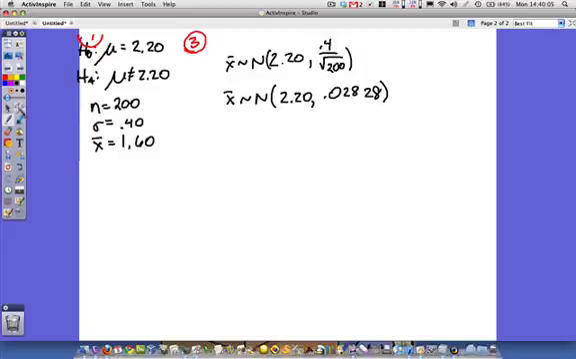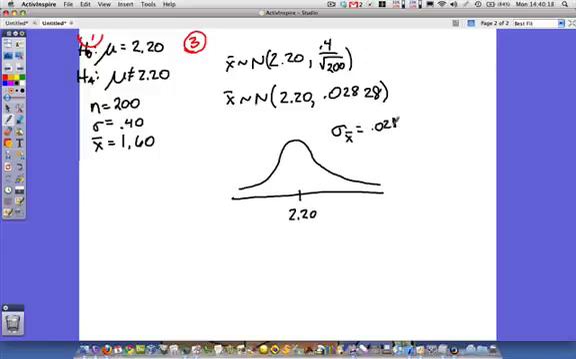So now that we've got step number 3, we can take a look at the distribution of x bar, what it looks like as a graph. It's normal. Its mean is 2.20. Its standard deviation is 0.02828. This is the distribution of x bar right here. Okay, now, here's the secret with a two-tailed test. In a two-tailed test, we are equally as interested if the sample mean ends up being over here or over here. So we're actually going to have 2 rejection regions, and now we're getting into the rejection region method. We'll talk about that first.